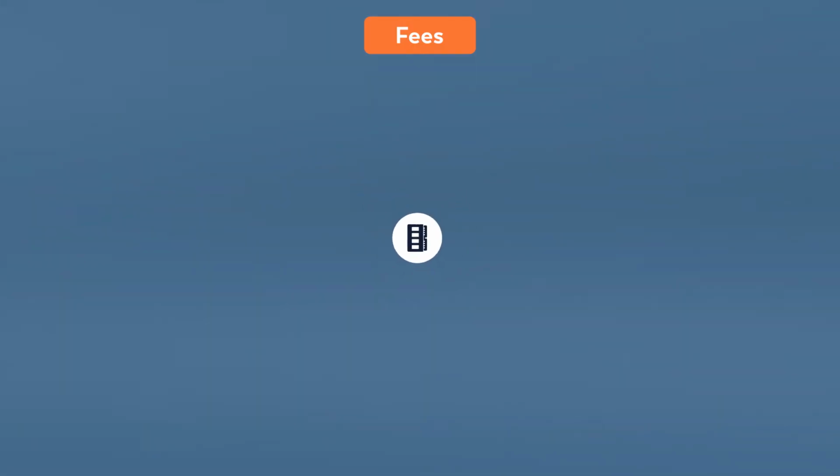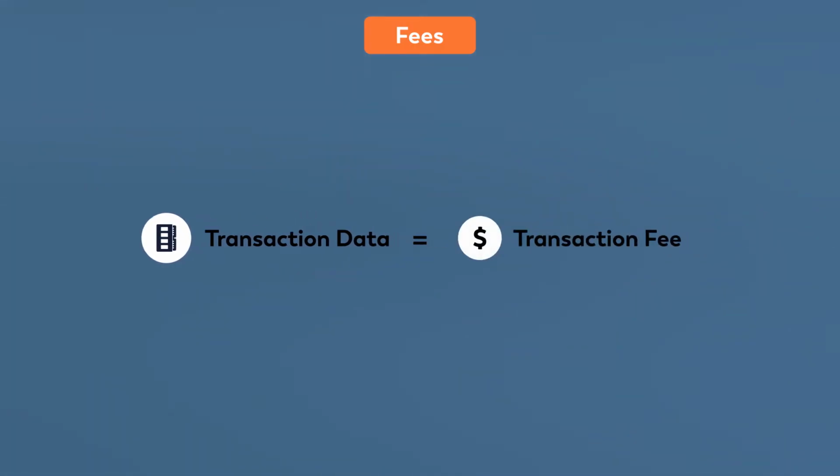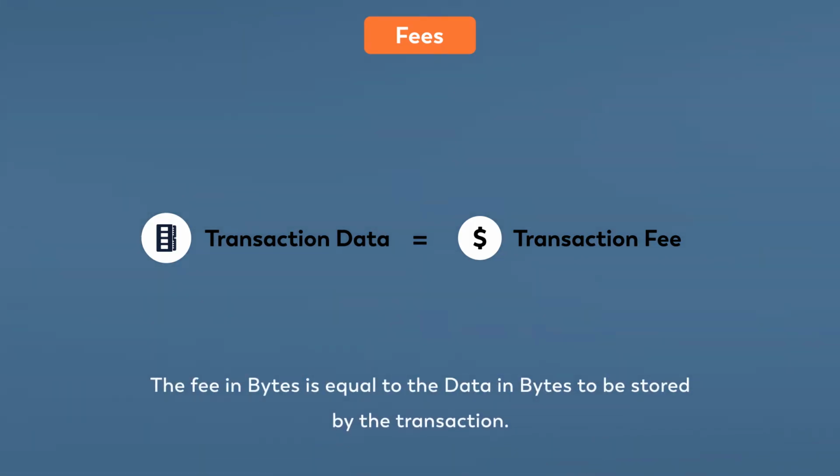In Obyte, the fees are determined by the amount of memory required to store your transaction on the ledger. To store 1,000 bytes of data costs 1,000 bytes of currency, so the fee in bytes is equal to the data in bytes to be stored by the transaction. And so, the fees are predictable.